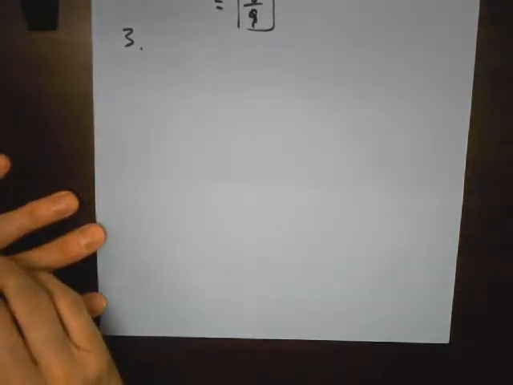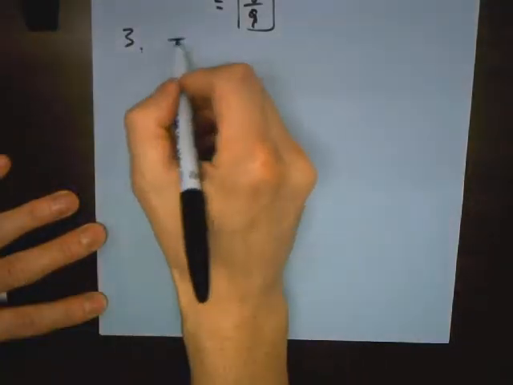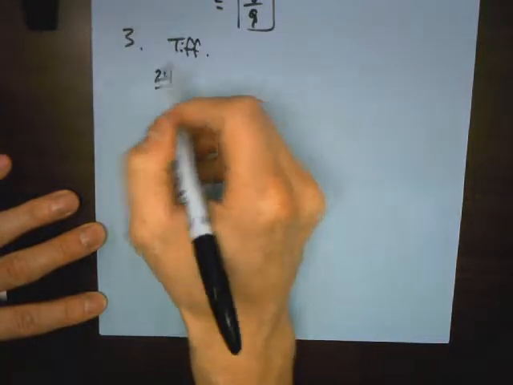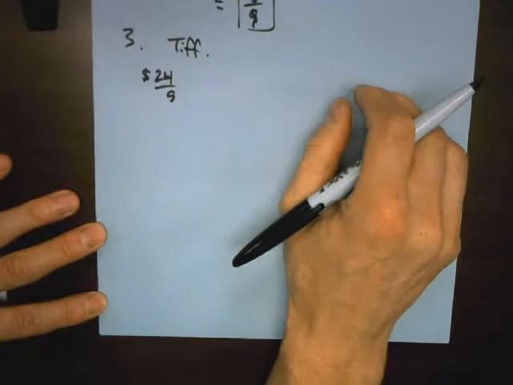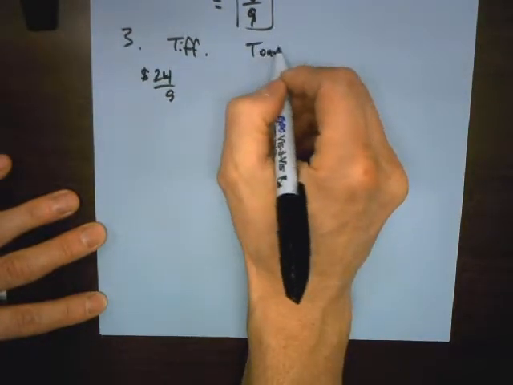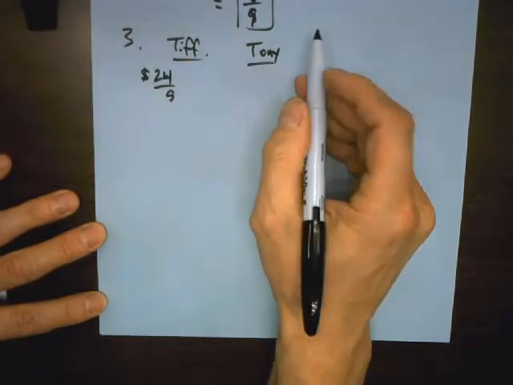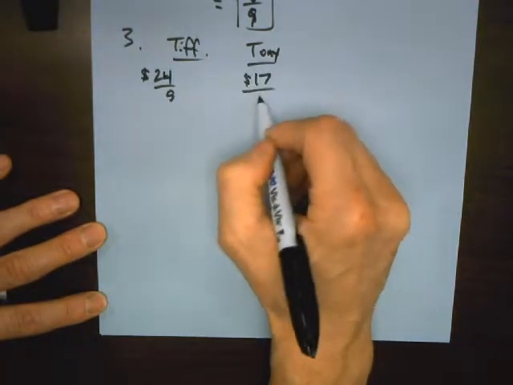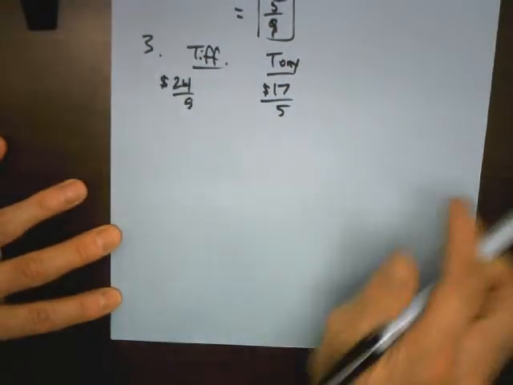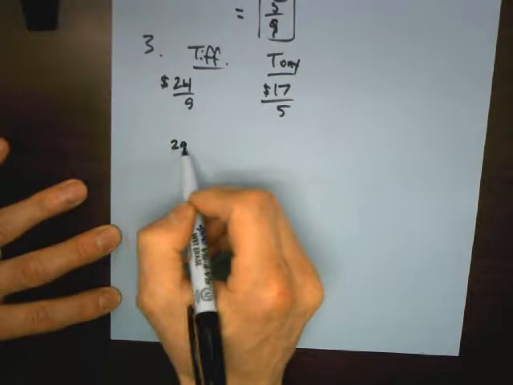Number 3. Tony and Tiffany collect stones. Tiffany is $24 for 9 pounds. Tony is $17 for 5. So which one of these has the better buy? That means find the unit rate again. So I go in and out, I divide.